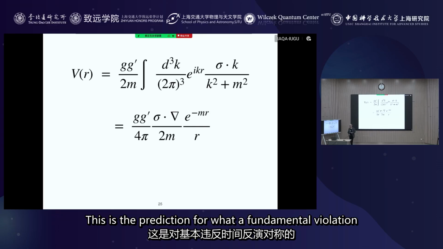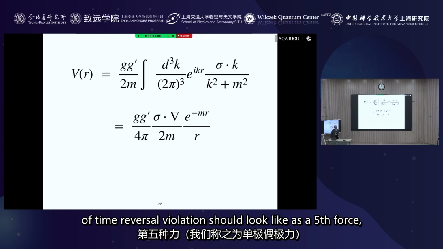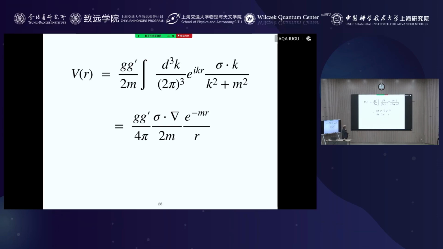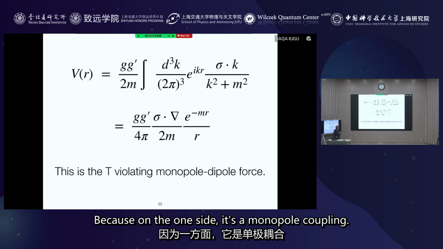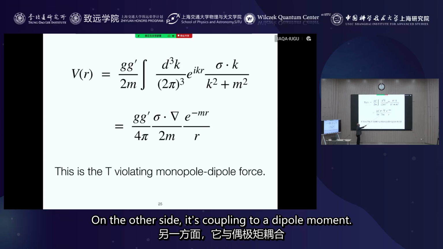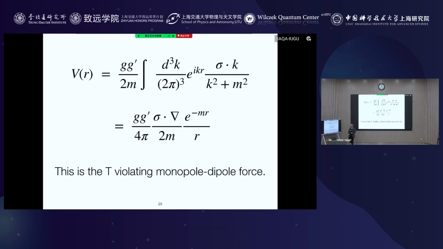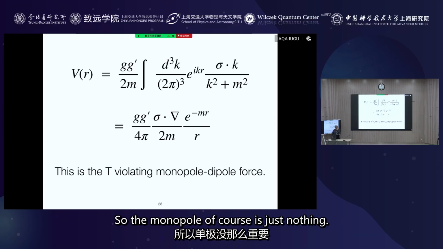This is the prediction for what a fundamental time reversal violation should look like as a fifth force. We call it the monopole dipole force because on the one side it's a monopole coupling, on the other side it's coupling to a dipole moment. So the monopole, of course, is just nothing.